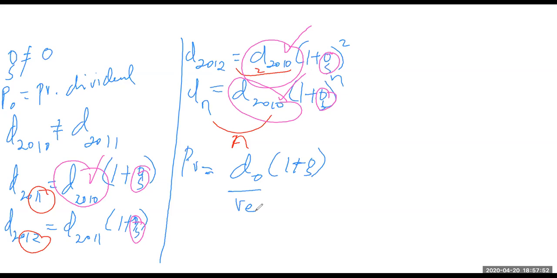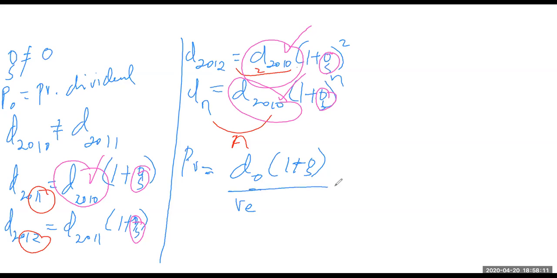If it was not growing, like the case we just did with no growth in the dividend, we have the market value, the present value. However, if it is growing, don't forget you now have the growth factor coming in. So that's why we have D0(1+g).